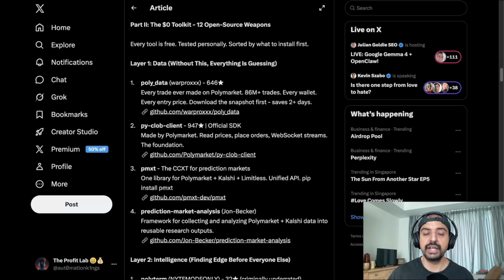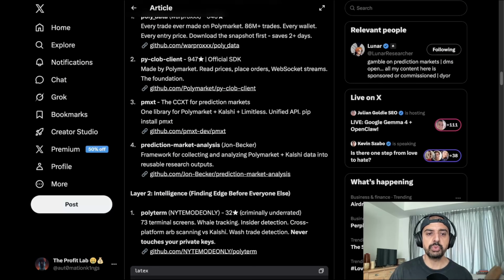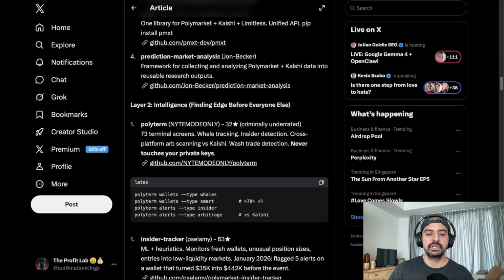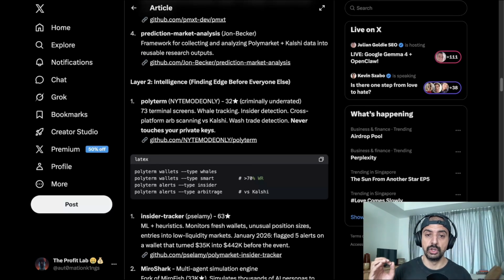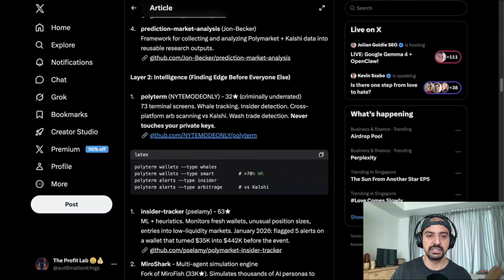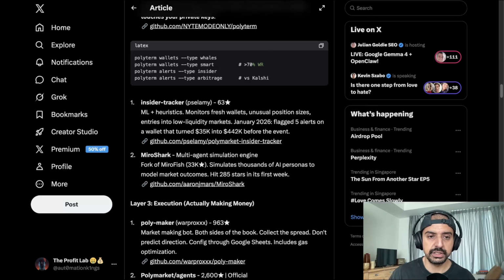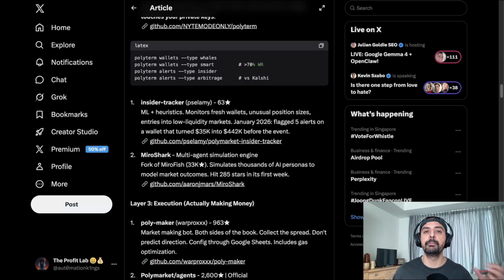So the three tools that I used that were completely open source, the first one is Prediction Market Analysis by John Becker, and that's on GitHub. What this does is it collects and analyzes Polymarket and Kalshi data into usable research outputs. The second tool I used was Polyterm, and this is a whale tracker, right? It uses insider detection protocols. It also detects wash trades, and it never touches your private keys. And the last tool I used was the Inside Tracker. This is basically monitoring fresh wallets, and it looks for unusual position sizes.